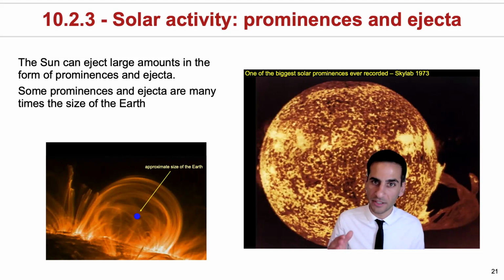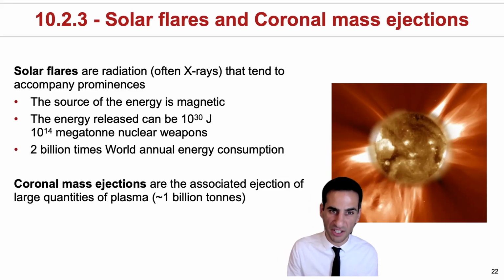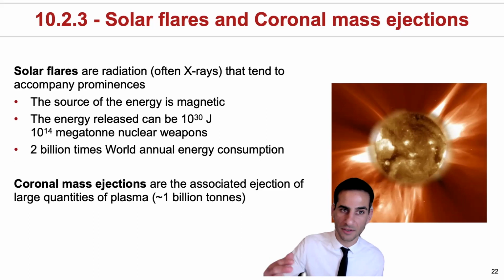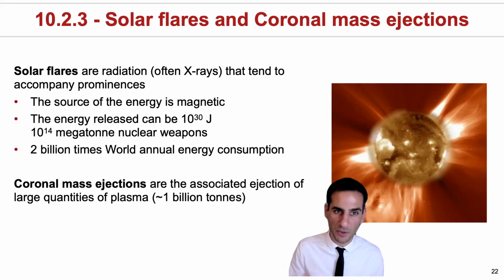Fortunately, these things are emitted randomly in 3 dimensions, and it would take a really precise shot to actually hit the Earth. When we discuss the Sun's activity, it's probably good to mention the existence of solar flares. They're essentially radiation, often in the form of X-rays, that tend to accompany prominences. Whenever the Sun releases one of those prominences, you also see a solar flare. We know that the source of energy is magnetic.